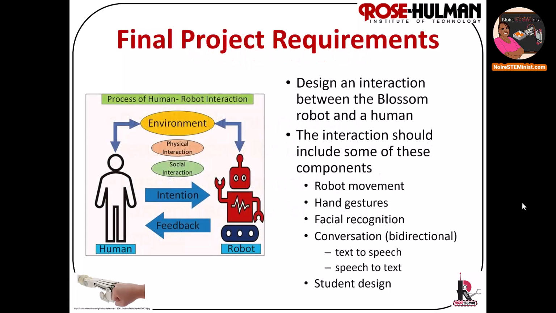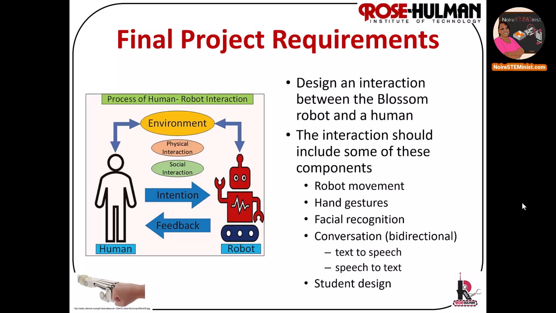The final project requirements are to design an interaction between the Blossom robot and a human. The interaction should include some of these components: robot movement, hand gestures, facial recognition, bidirectional conversation by using speakers, cameras, microphones, text-to-speech, student speech-to-text, and be a student design.